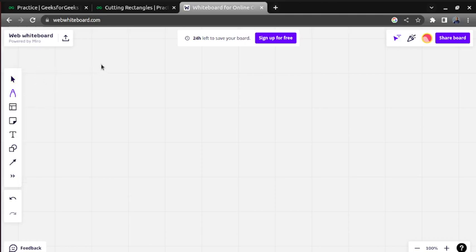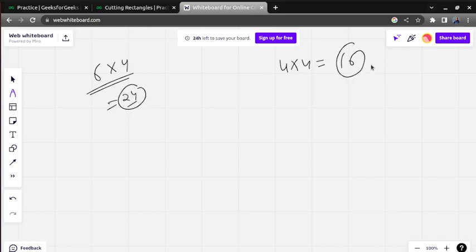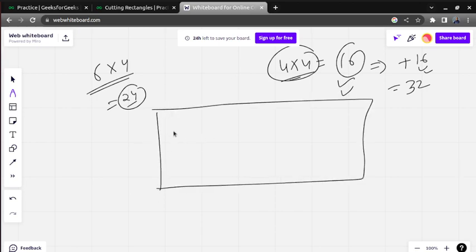So let us try to find, suppose you have 6 into 4. In this case you cannot make 4 into 4 because it will be 16 and the total area is 24. You cannot make two squares of this area because 16 plus 16 is going to be 32. So yes, this is the perfect example that we can think upon.